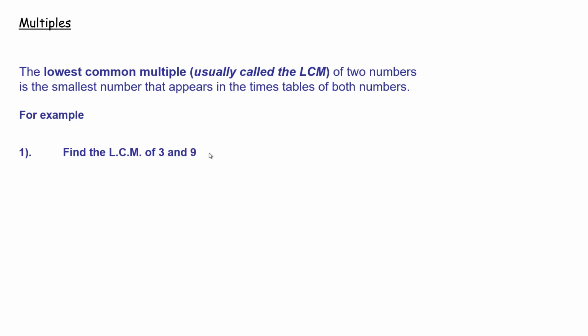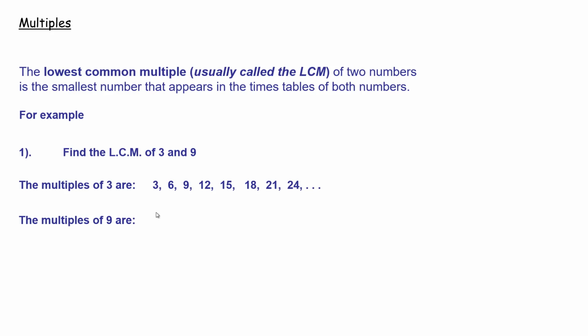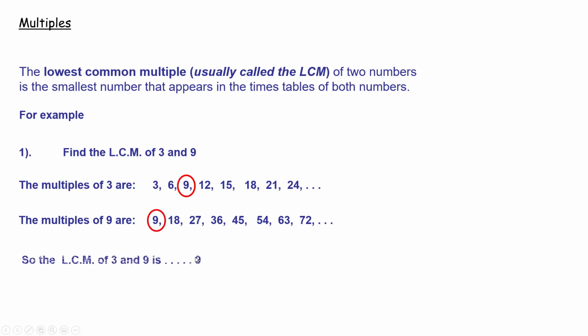Find the lowest common multiple of 3 and 9. So our 3 times table is 3, 6, 9, 12, 15, 18, 21 and so on. We need to list our 9 times table next. So our 9 times table is 9, 18, 27, 36, 45, 54 and so on. So we're looking for the smallest number that's in both of those times tables. If I start with the 9, the 9 is common to both. So our lowest common multiple is 9 because 9 appears in both the times tables.